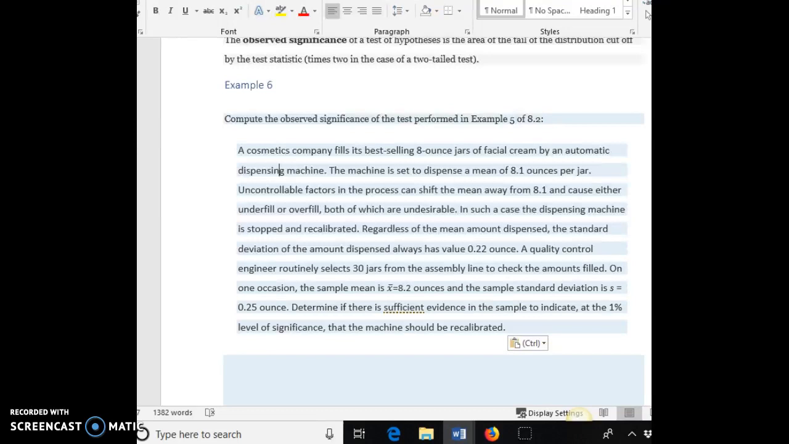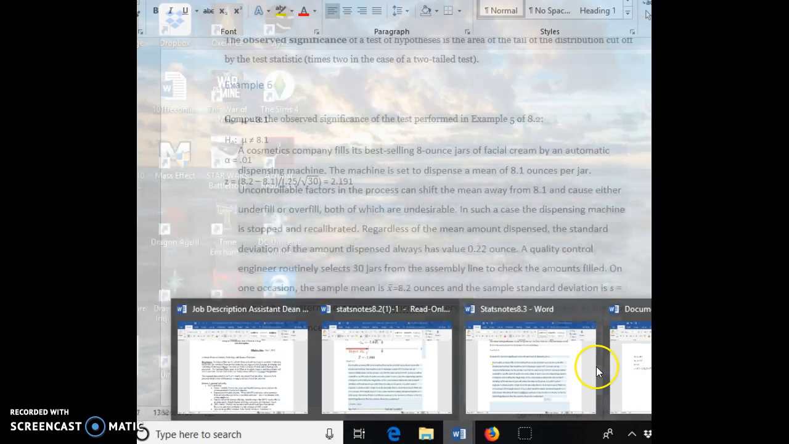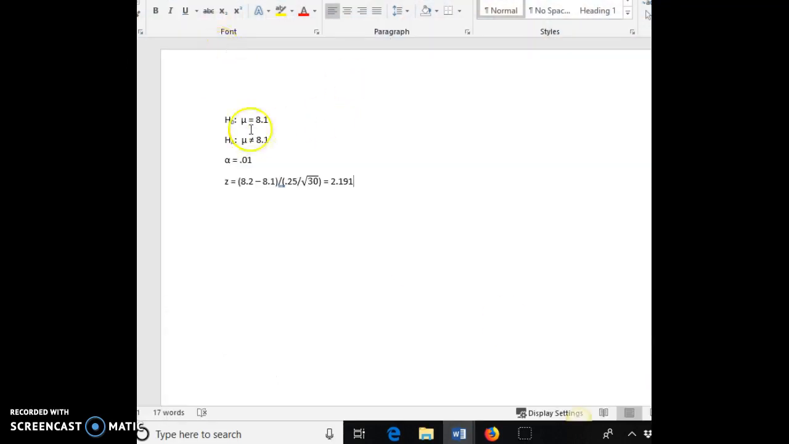We want to determine if there is sufficient evidence in the sample to indicate at the 1% level of significance that the machine should be recalibrated. Now, let's recall what we did when we did the example before. We stated our null, which is exactly the same: the mean is equal to 8.1, and the alternate was that the mean was not equal to 8.1, because we cared whether it underfilled and we cared whether it overfilled any jars. So we needed the not equal to. And then alpha was 0.01.